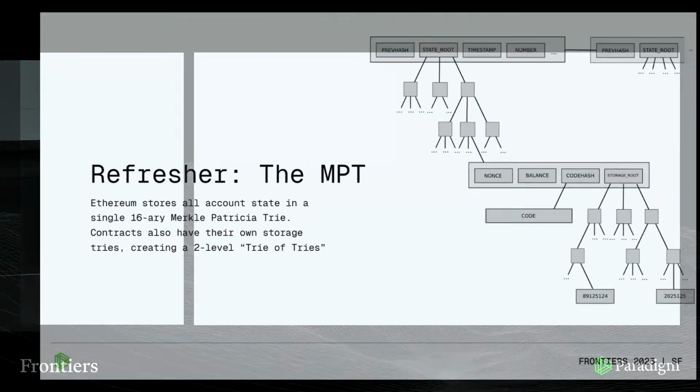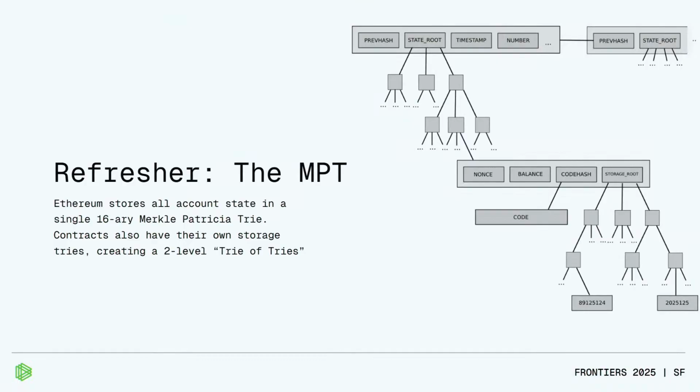So just a little refresher here. The Ethereum MPT, or Merkle-Patricia Trie, is where all the account and storage state is stored. This is a state tree where every branch can have 16 children and stores the hash of these children, and that walks down to your leaf nodes, which are accounts, so balance, nonce, and so forth. Except then your accounts that are contracts can also have their own storage Trie. So you have this Trie of Tries.